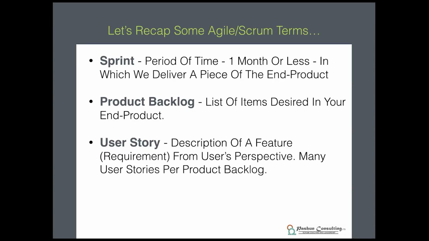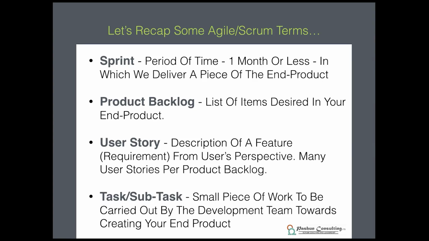A user story. A user story is a description of a feature, traditionally called a requirement, from a user's perspective. And there are many user stories per product backlog. So where I talk of a list of items, each one of those items in a product backlog is usually within Agile written up in the format of a user story. That's not the only way it has to be done, but this has become the best practice for describing each feature or each requirement in a product backlog. And it's important to know that there are many of them. So where we're listing them, we're usually listing many user stories.